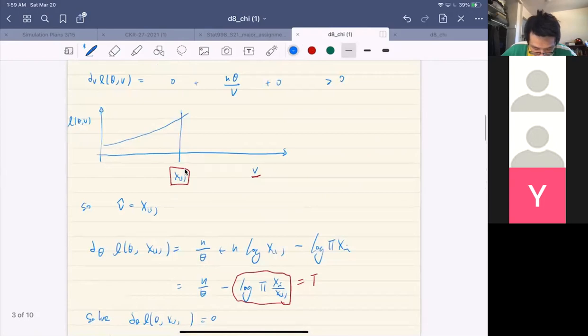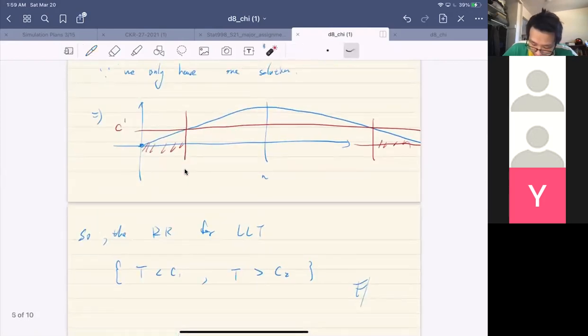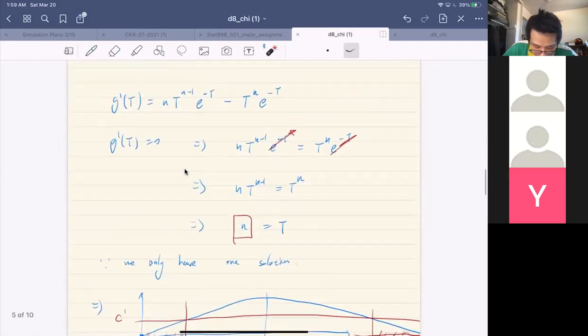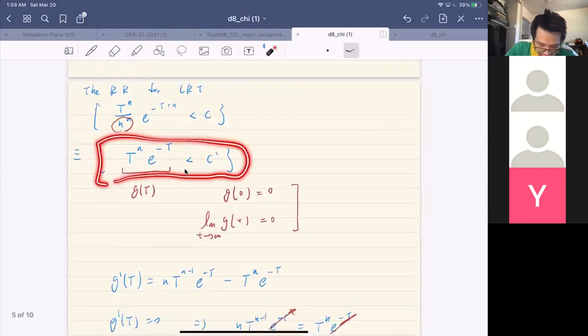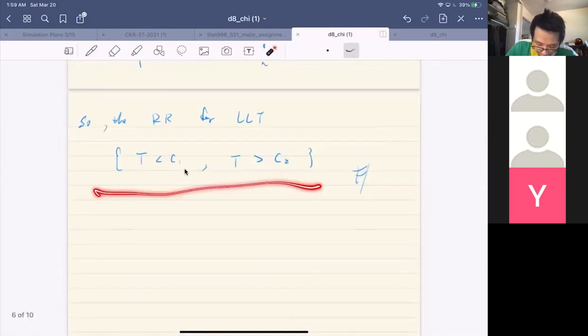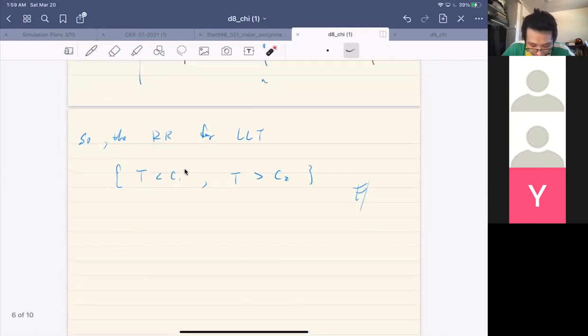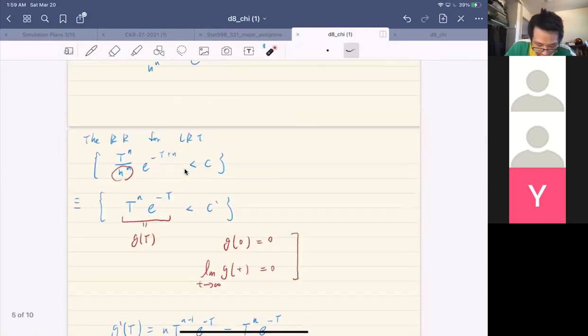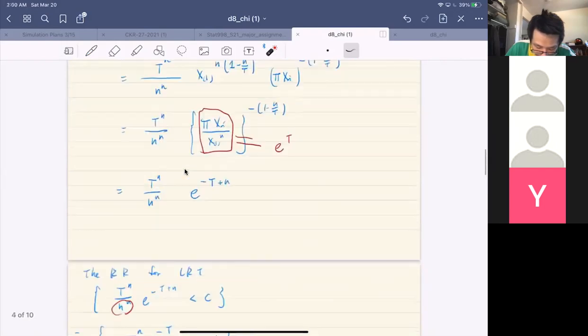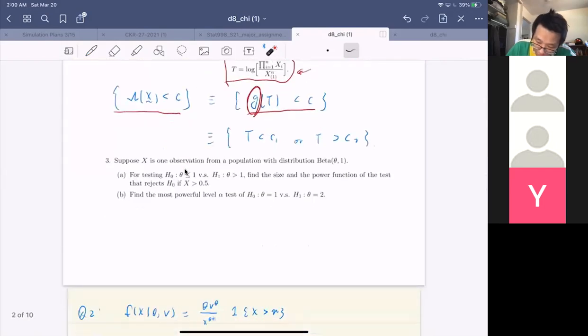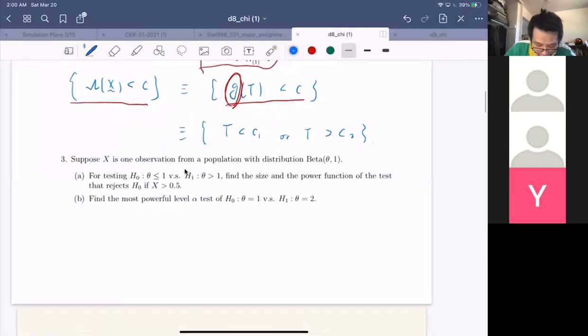Next, question 2. The most difficult part is how to translate this to a form that looks like this. This function g may not be increasing or decreasing, and may have a much more complex form. I only have 15 minutes, so let's do question 3.